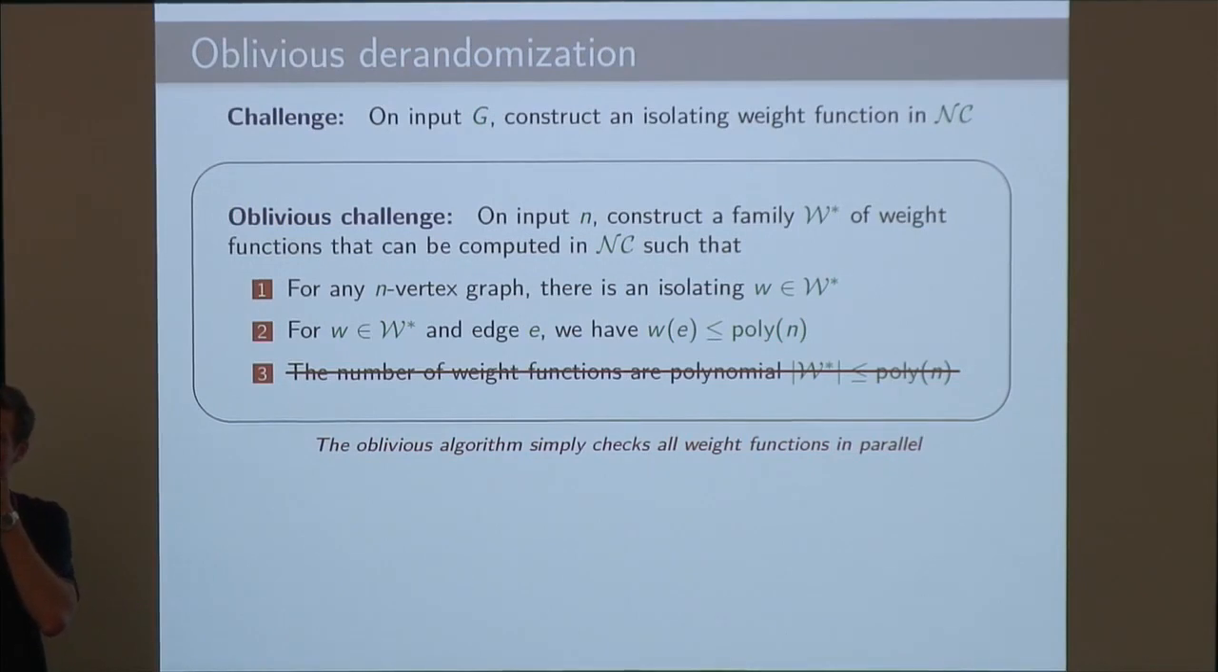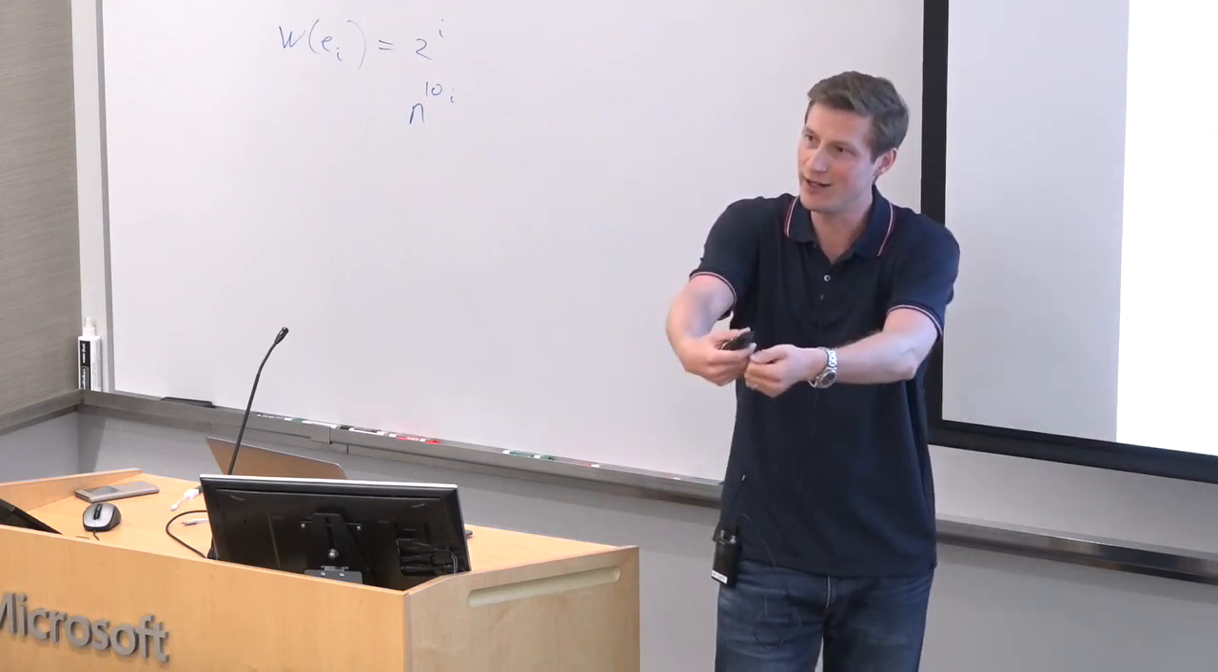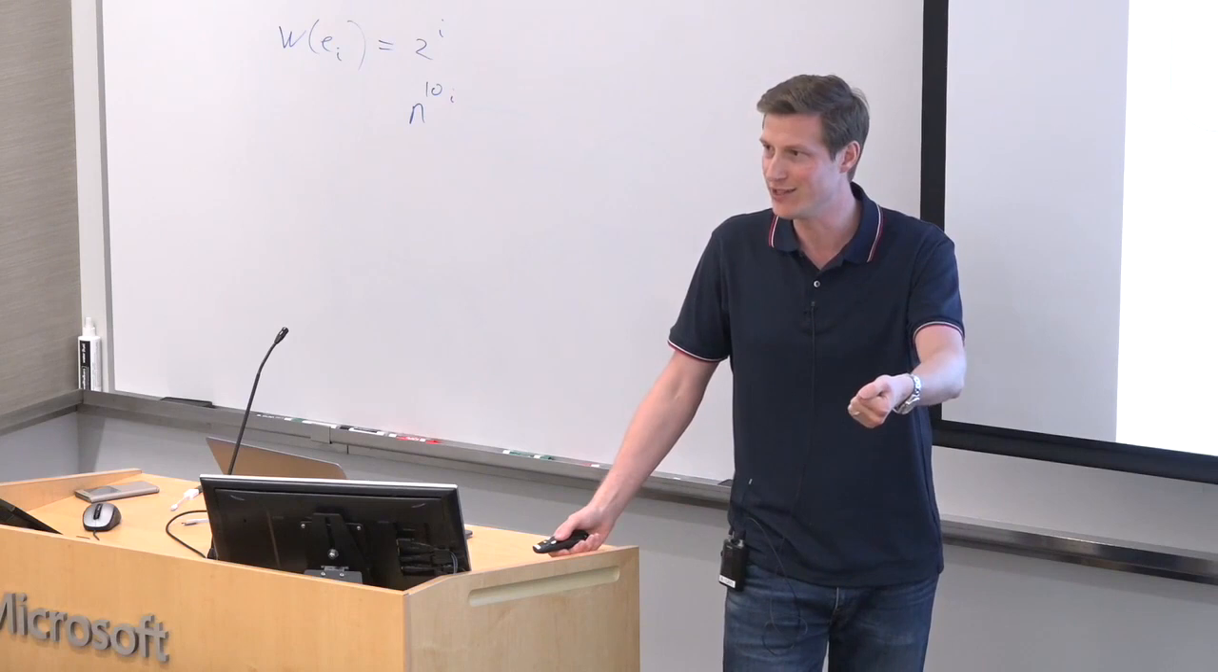Going to be stupid. Yep. Is it even information theoretically possible? I mean, not even whether it can be constructed in NC, but is there such a small family? Good question. Since there are only exponentially many graphs of size n, taking a random one succeeds with probability 1/2. So taking polynomially many, by union bound, will succeed.